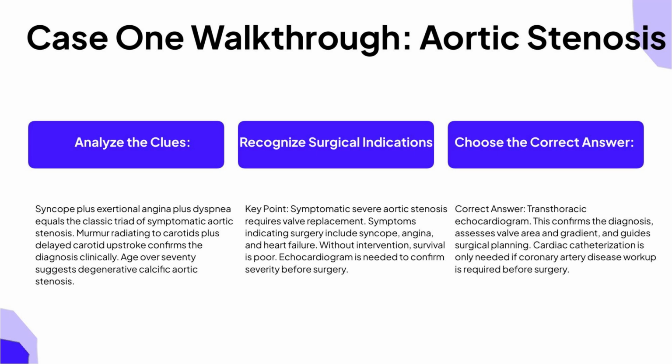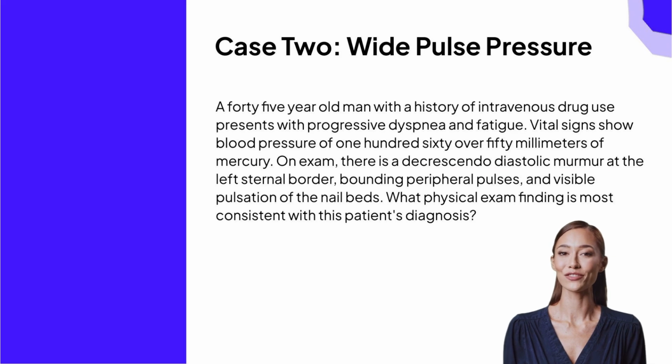Second, recognize the surgical implications. This is symptomatic severe aortic stenosis. Without surgery, these patients have very poor outcomes. But before surgery, we need to confirm the severity. Third, choose the correct answer. The answer is transthoracic echocardiogram. This will give us the valve area, the gradient, and help plan the intervention. Don't be fooled by cardiac catheterization as a distractor. That's only needed if we suspect coronary artery disease before surgery, not as the initial diagnostic step. The echocardiogram comes first.